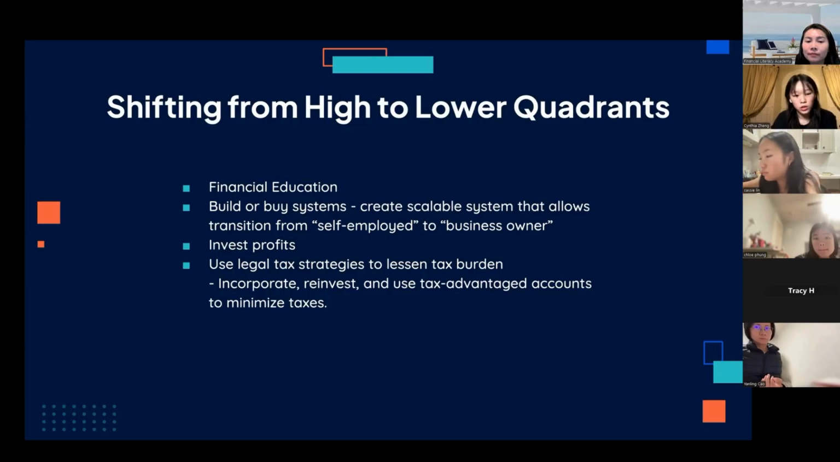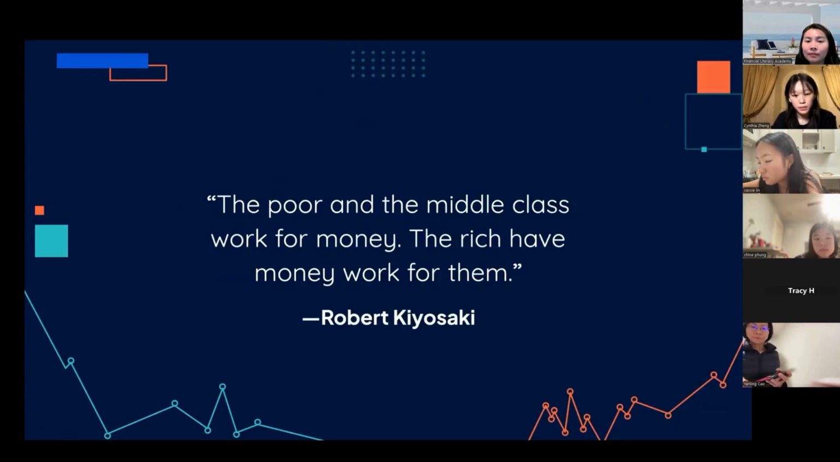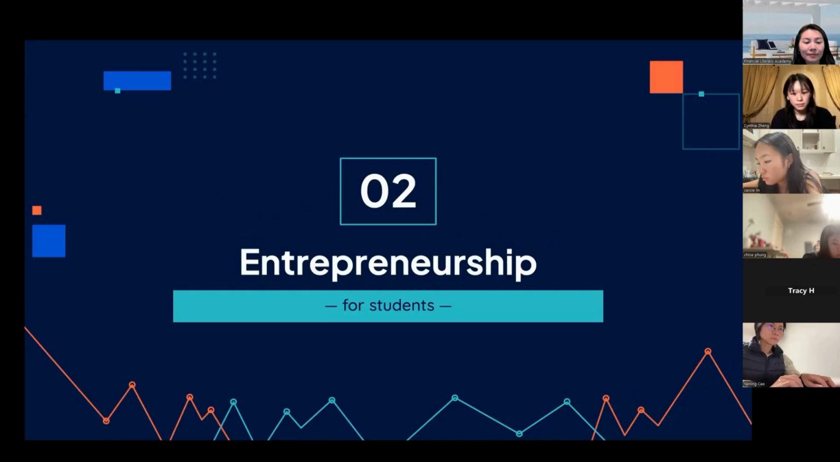This includes incorporating, reinvesting, and use of tax advantage accounts in order to minimize taxes as much as possible. The main takeaway of this book from Robert Kiyosaki is that the poor and the middle class work for money, while the rich make the money work for them, meaning they're able to manipulate money and use money to grow money and reduce the amount of expenses.